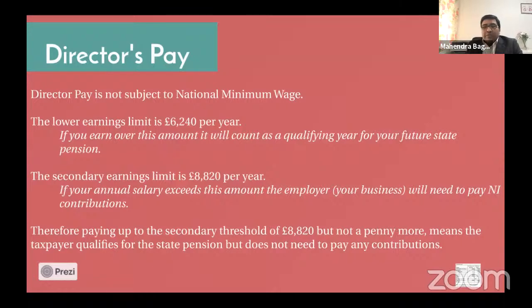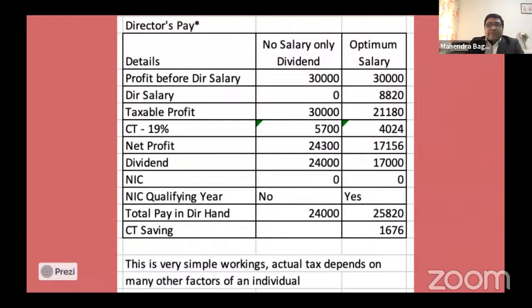I'll quickly go through a simple example, again ignoring lots of other factors. Let's say you don't withdraw a salary and only take the dividend because you're the shareholder of your company. In the first table, you will end up paying a corporation tax, again using the same rate at the moment, of 5,700. And if you're maximizing the full dividend, you are getting 24,000 in your hand as a dividend, but you are not qualifying for the national insurance because, as I mentioned earlier, dividends don't have national insurance for the people who are going to receive them.